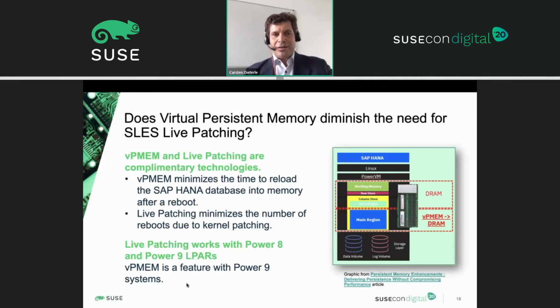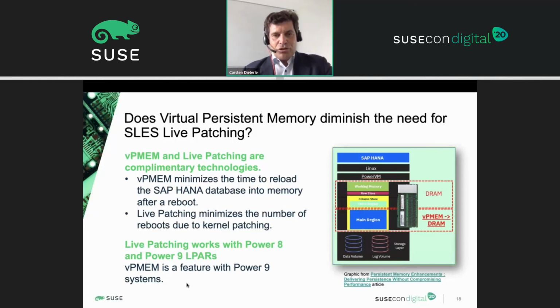Live patching minimizes the number of reboots for kernel patching. Virtual persistent memory lowers the time to reload the data into the memory, because for HANA processing, all the data has to be in memory. So virtual persistent memory helps you to minimize the reload time. Live patching is working on Power 8 and Power 9. Virtual persistent memory as well is a feature only for Power 9.